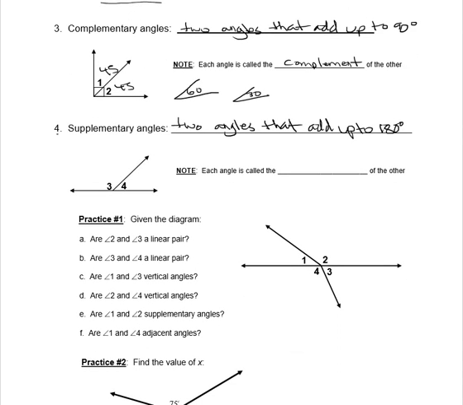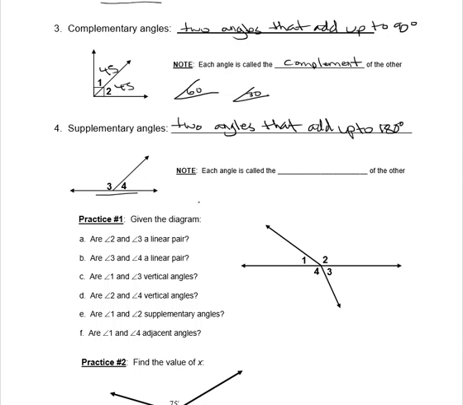In the example here, two angles that add up to 180, angle 3 and angle 4, because they're on this straight line here, I know that angle 3 plus angle 4 equals 180. So they're supplementary. This diagram also happens to show a linear pair because not only do they add up to 180, they're also supplementary.